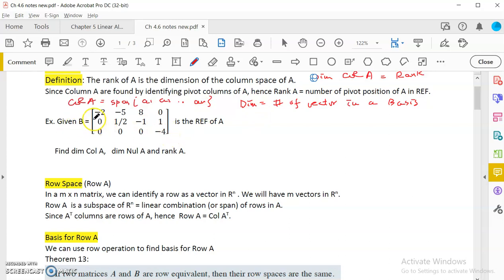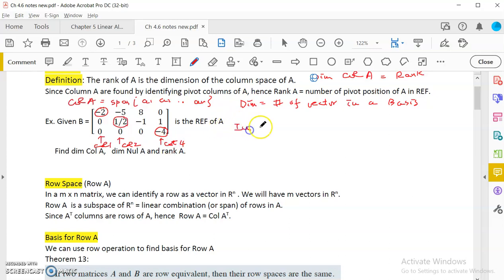For example, B is a REF of A, and when it is a REF, the pivot columns are independent, not all the columns. The pivot columns are independent, and these are actually the positions in A where the column space basis is. Now, these are not the column space basis themselves. It is position column 1, column 2, and column 4 in the original A that would contain the basis.